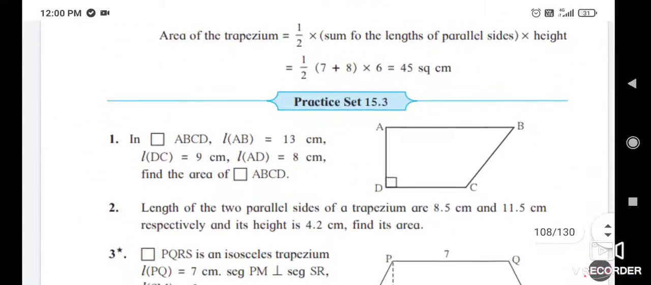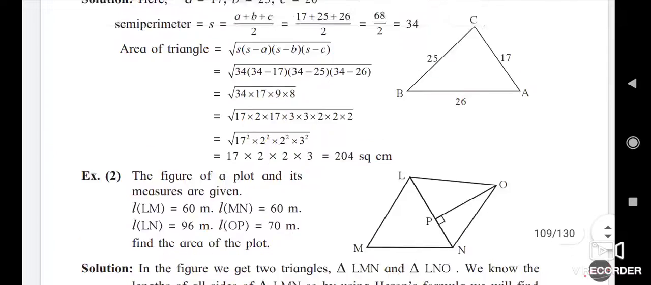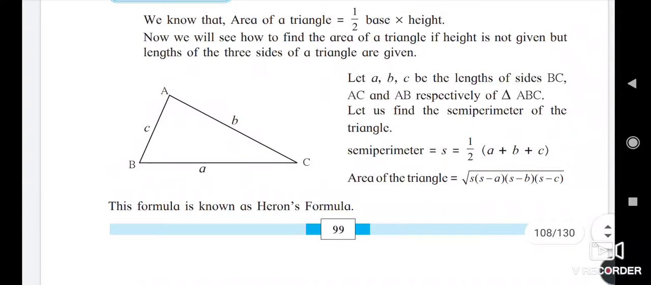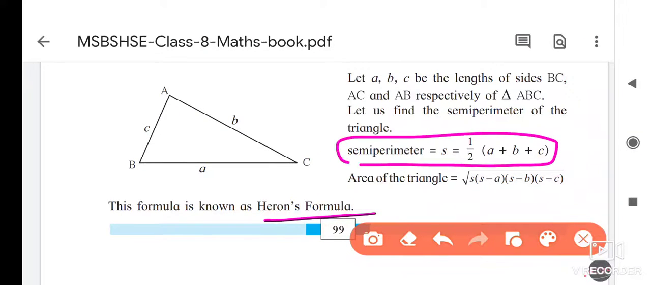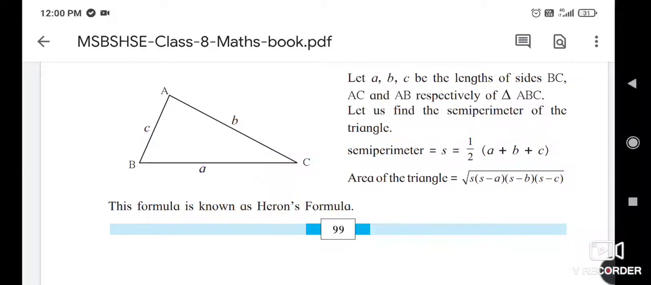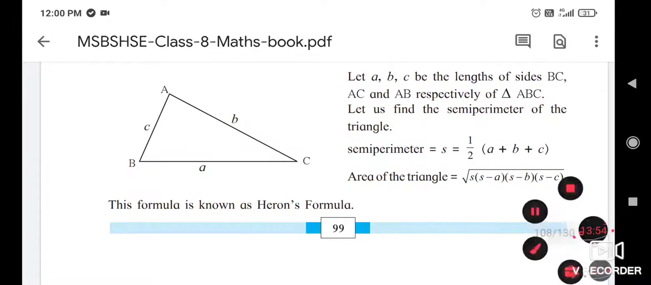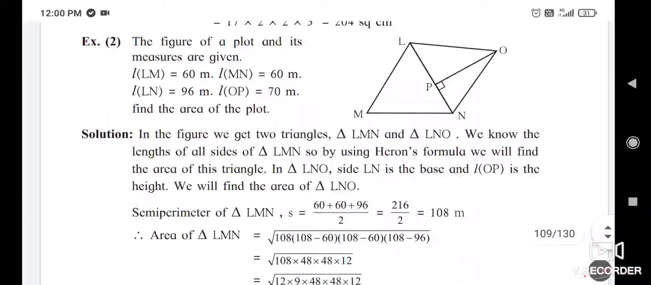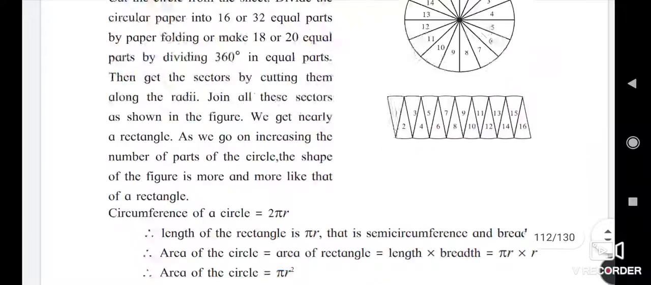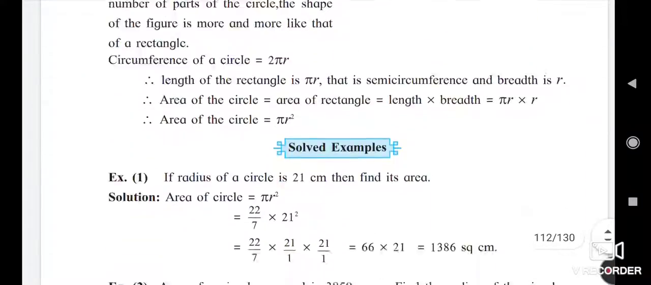Then we studied the area of a triangle whose height is not given to us. At that time we use Heron's formula. We find the semi-perimeter: the sum of all sides divided by 2. Then use it in the formula: area of triangle is equal to the square root of S(S minus A)(S minus B)(S minus C). And then we found the area of a circle, pi r squared.